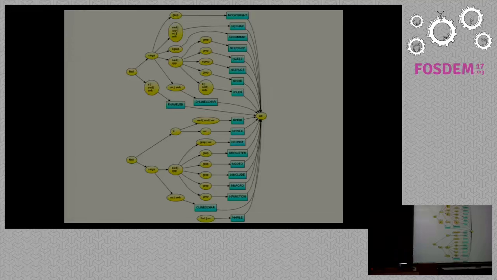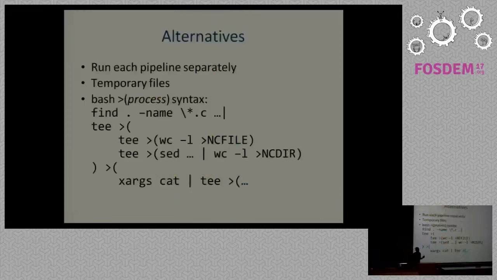How can we program such a graph with the Unix shell? There are a number of alternatives, but I didn't find any of them particularly satisfactory. So one of them is to run each pipeline separately. But this is inefficient, because some parts of the processing get repeated. Another thing is to use temporary files, store something and then reuse it. This is awful because you touch the disk, and this performance-wise is very damaging.